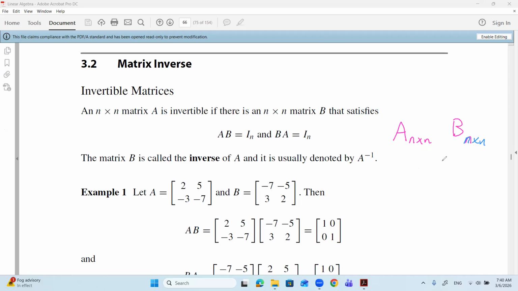In that case, A times B and B times A are always possible. And not only possible, we require the product to be an identity matrix of n by n. You see these two properties. First, A times B is an identity. Second, B times A is also an identity matrix of n by n. If both conditions are true, then B is called the inverse of A.